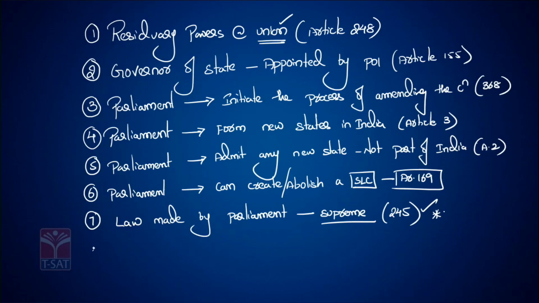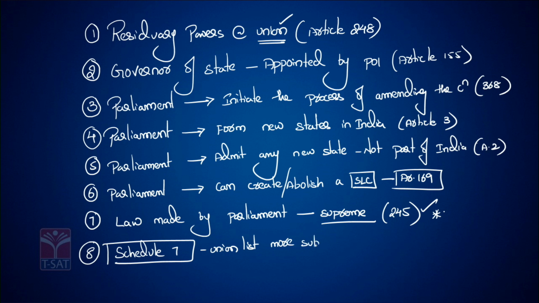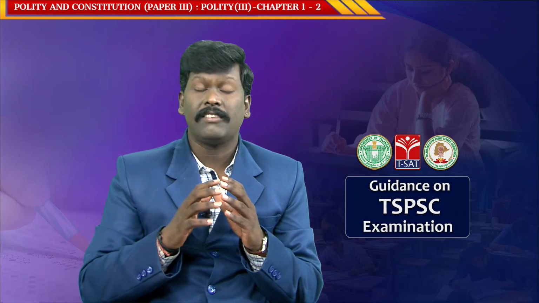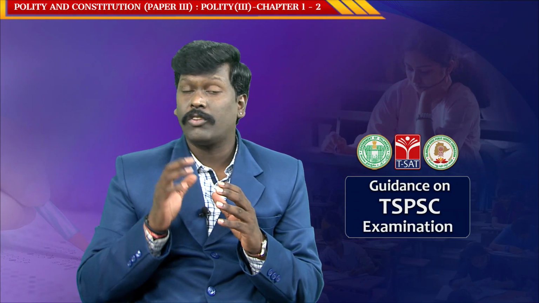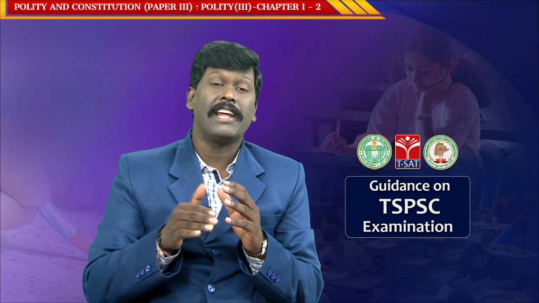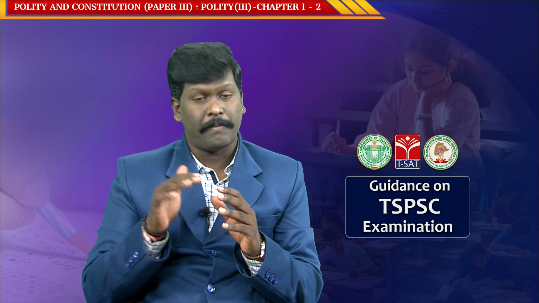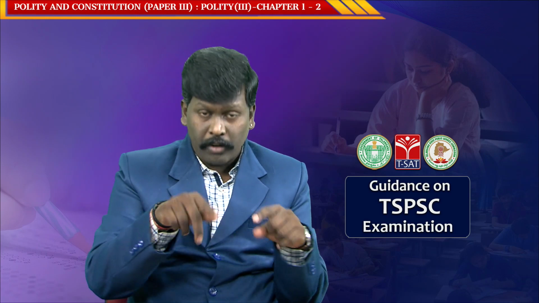Point number 8. If you look at Schedule 7, the Union list has more subjects compared to the other lists, as per Article 246 of the Constitution. Friends, these are the reasons which make the Union stronger, even though there is a federation in India. Even though there is a division of powers, the Union is stronger because of these reasons.